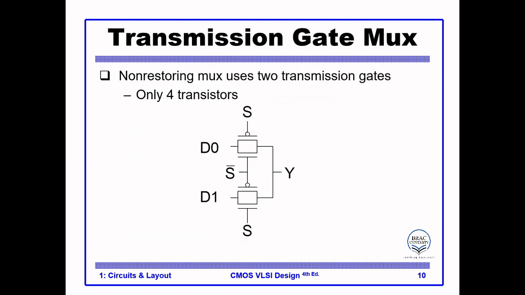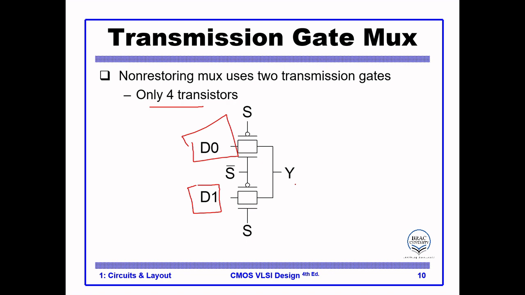But if we use the transmission gate configuration like this, we will only need 4 transistors. So we have our input D0 connected to the input of a transmission gate, and we have another input D1 connected to another transmission gate, and both of these outputs are connected to our output Y.